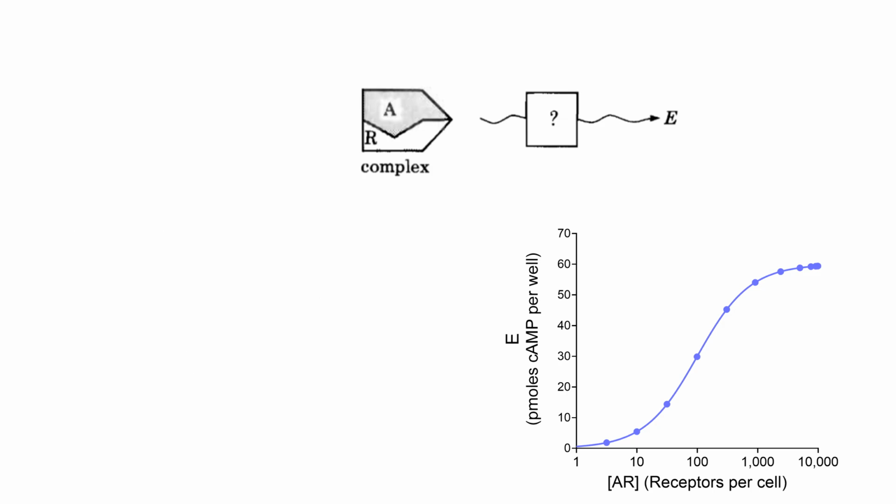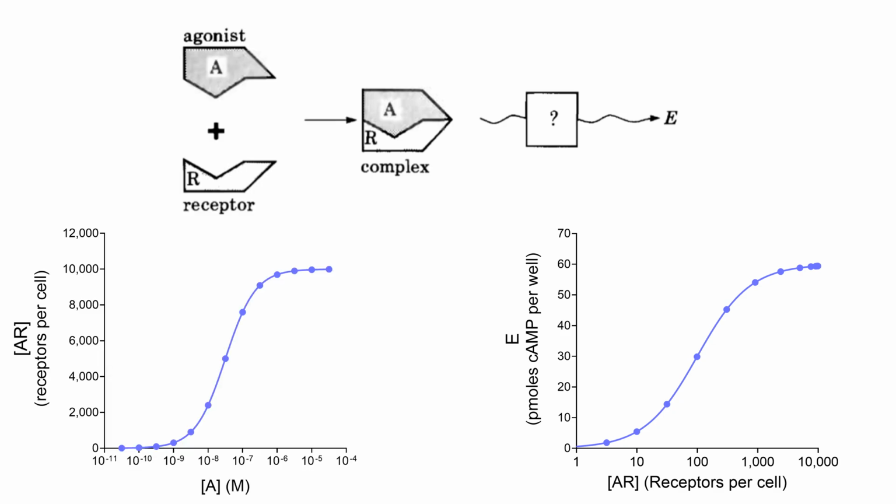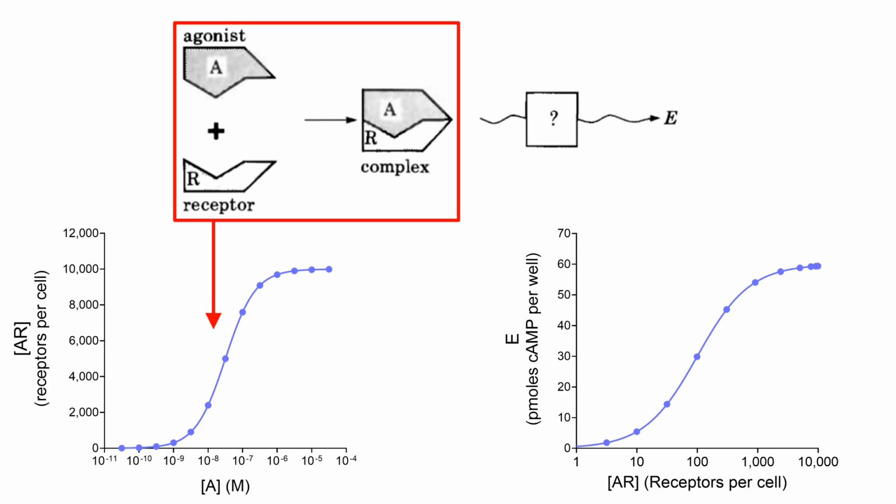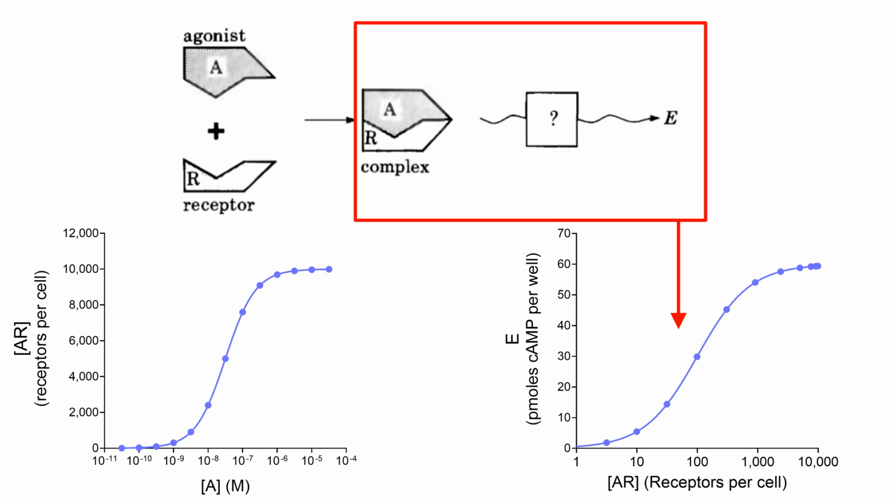Now we need the final equation for analyzing our data. To derive this, we need to combine both the equations we have just seen. Let's bring back our agonist binding step here. So here on the left is the binding graph we saw earlier, and here on the right we have the signaling graph. Now let's bring in our equations.